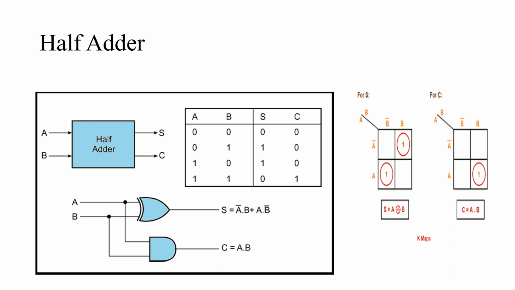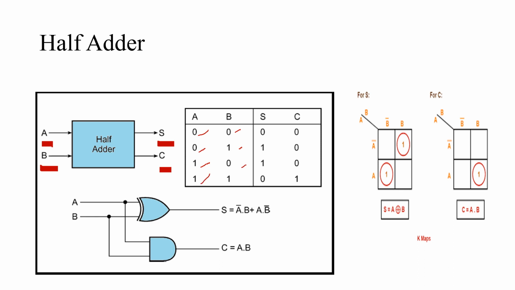So this slide shows you the block diagram of a half adder. A and B are the two binary inputs and the outputs are sum and carry. So let's see over here the combinations of A, B: 0, 0, 0, 1, 1, 0 and 1, 1.